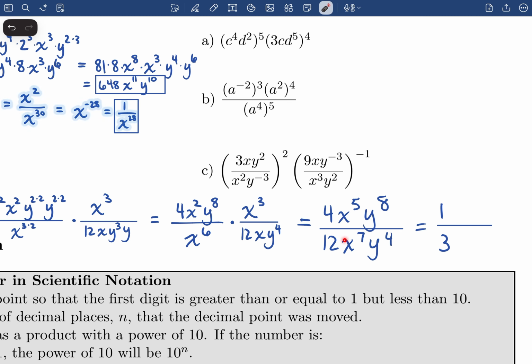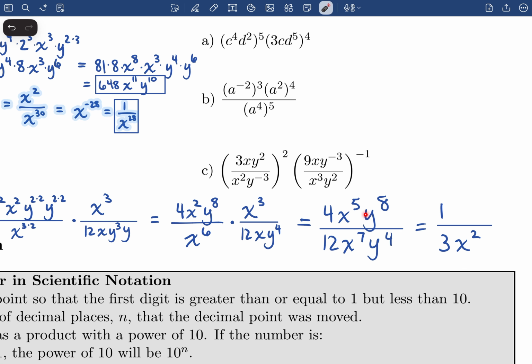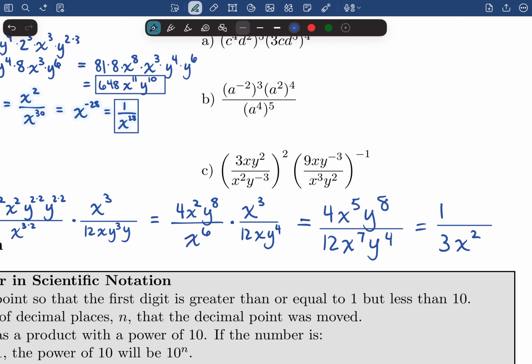And then I could use the quotient rule saying, hey, I've got x to the fifth divided by x to the seventh. And one cool trick is to say how many more x's are on bottom than on top. Well, here I have 5 x's. Here I have 7 x's. There are 2 more x's on bottom than on top. So I could put an x squared on the bottom. And you could do the same thing with y's. How many more y's are on top than on bottom? Well, there are 4 more y's on top than on bottom because that's 8 and 4. So there's 4 more y's on top than on bottom. So that would be y to the fourth. And 1 times y to the fourth is just y to the fourth.